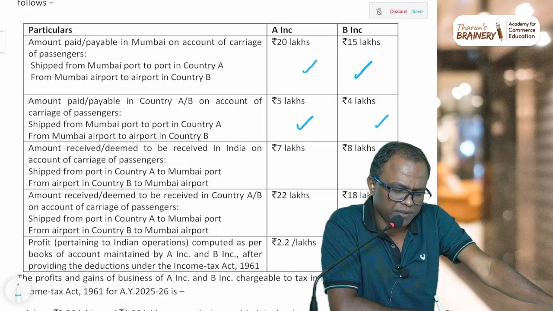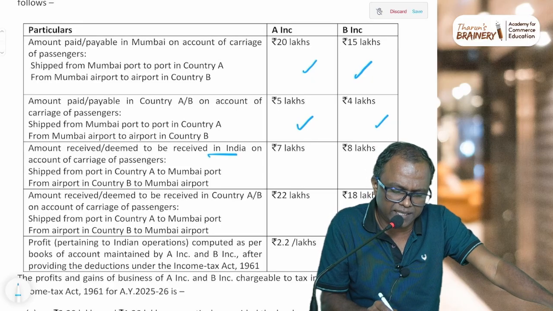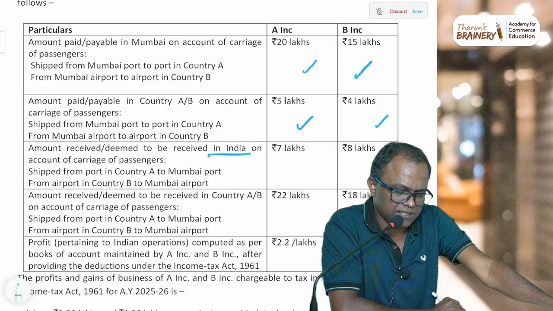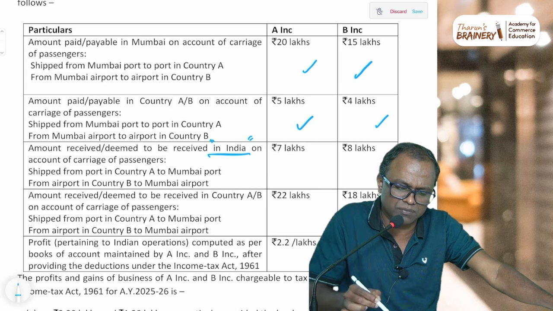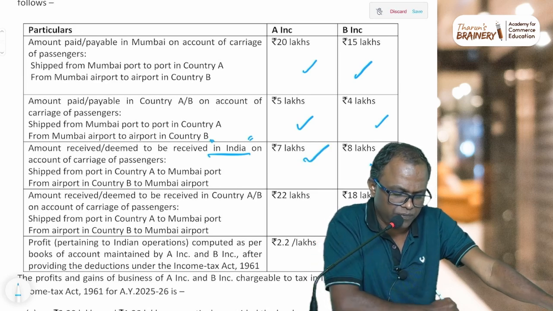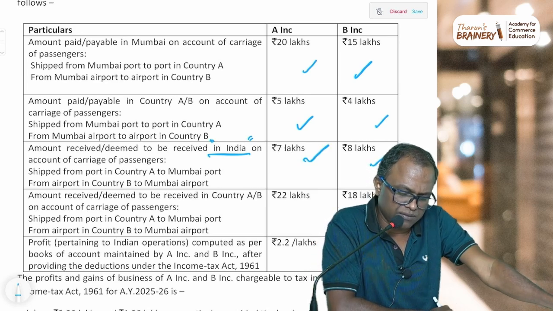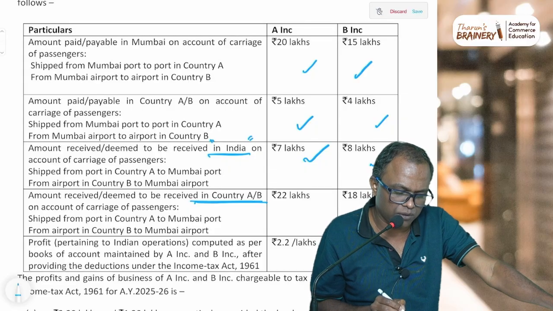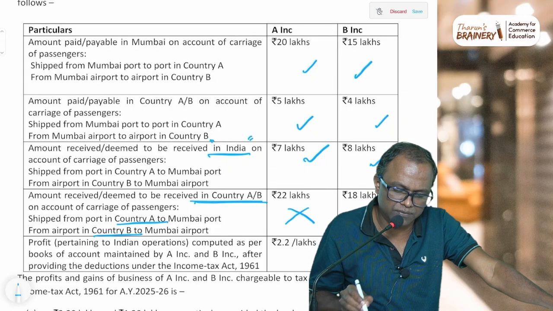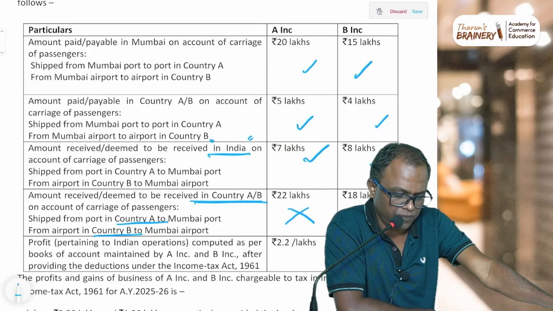Amount received or deemed to be received in India on account of carriage of passengers shipped from port in country A to Mumbai port, from airport in country B to Mumbai port. As it is received in India, it should be taken. Amount received or deemed to be received in country A or B on account of carriage of passengers, received outside India. And where is the originating port? Country A, country B. So this we cannot take into gross receipts.